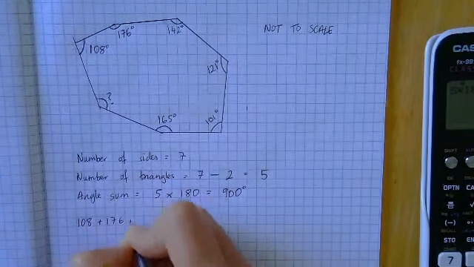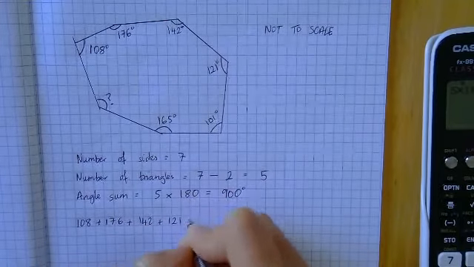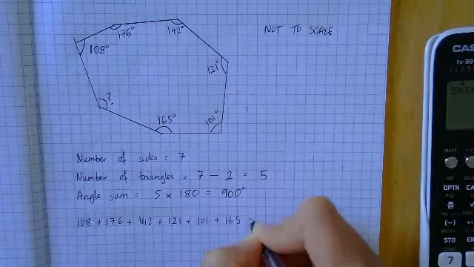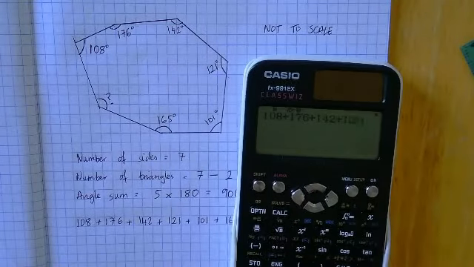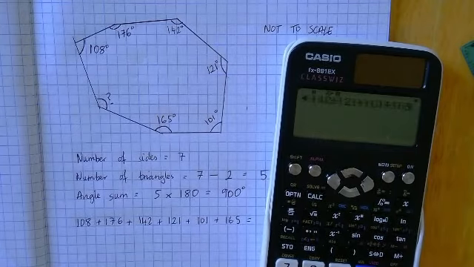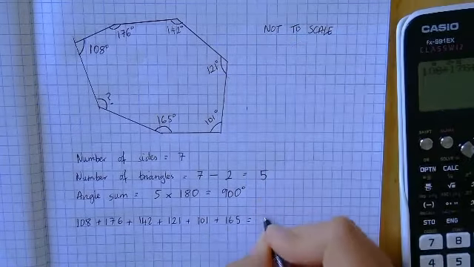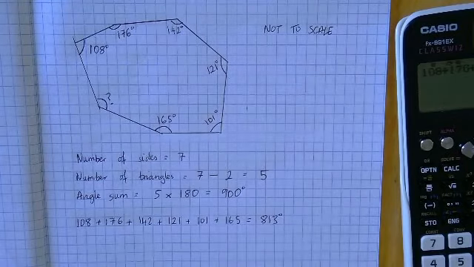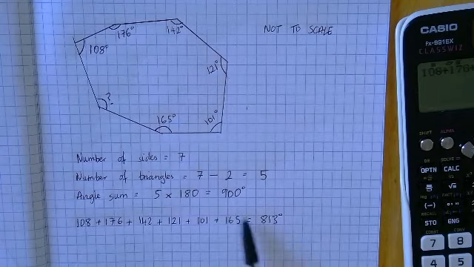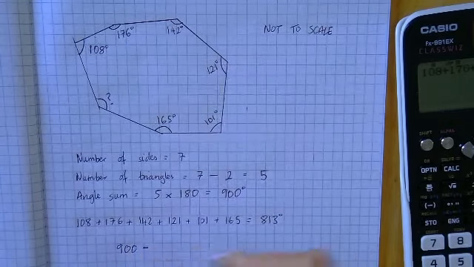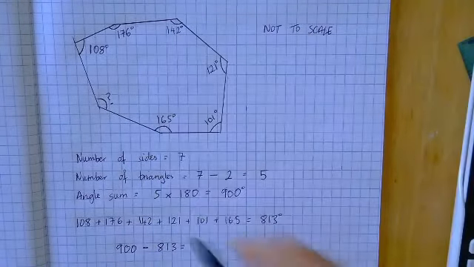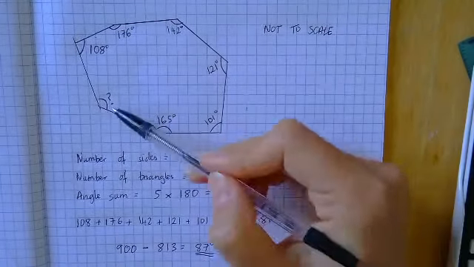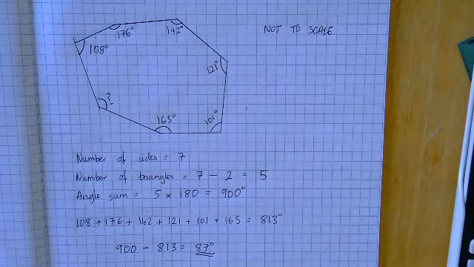So I need to do 108, add 176, add 142, add 121, add 101, add 165. So let's do this. Right, that gives me 813 degrees. So in total already I've got 813 degrees. And I know that I need 900 degrees in total in this shape. So I'm going to do 900 take away 813. Again, let's use a calculator. That gives me 87. And that's my answer. That missing angle there would be 87 degrees.